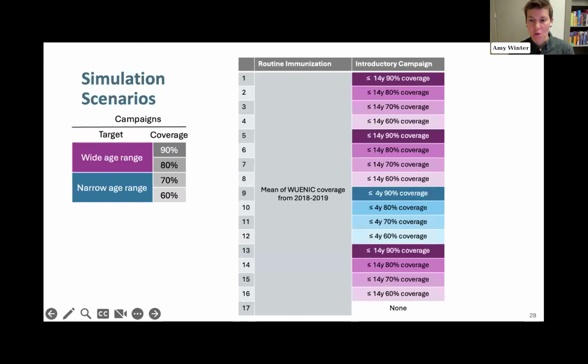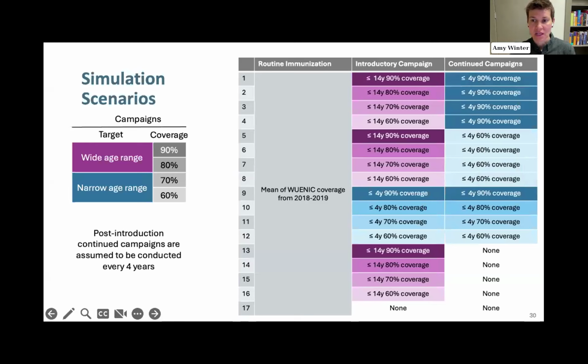Next slide. We then assume that introductory campaigns are either wide age range, up to 14 years of age, indicated in purple, or a narrow age range up to 4 years of age indicated in blue. The coverage is assumed to vary between 60% and 90%, which is represented by the shading. This range encompasses true campaign performance based on empirical data. Next slide.